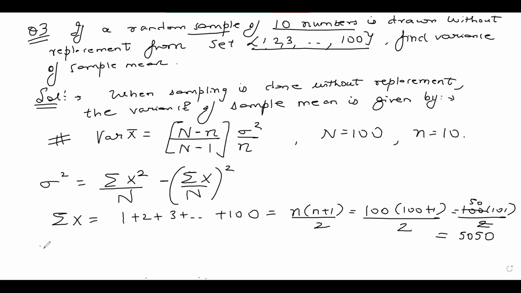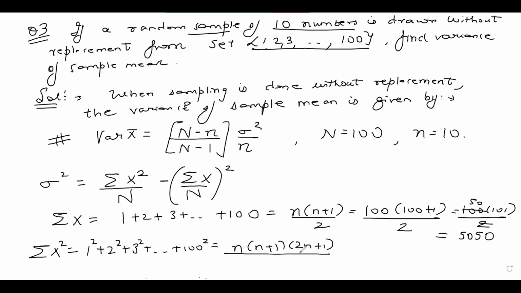Summation x square will be what? 1 square plus 2 square plus 3 square plus dot dot dot 100 square. Again, the sum of the square of the first 100 natural numbers is what? Remember, it's n into n plus 1 into 2n plus 1 by 6. N is 100 into 100 plus 1 is 101 into 2 into 100 is 200, 201 by 6.